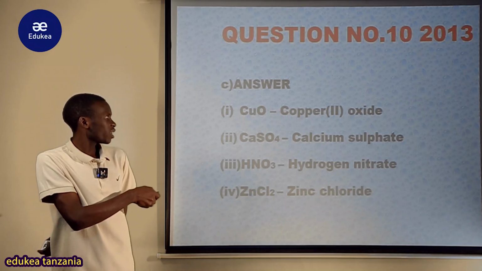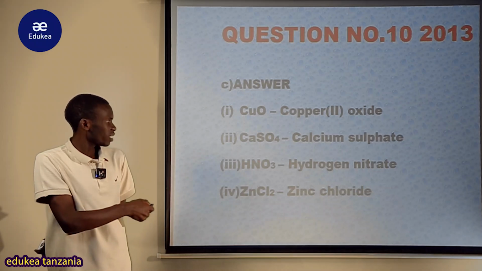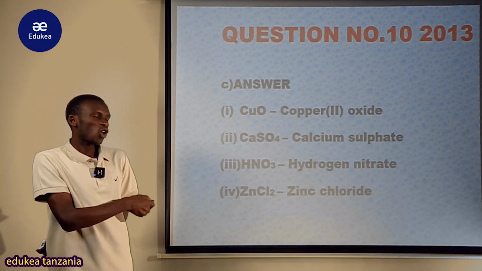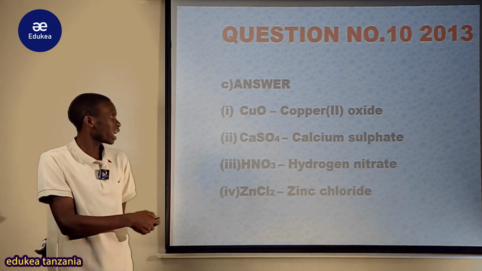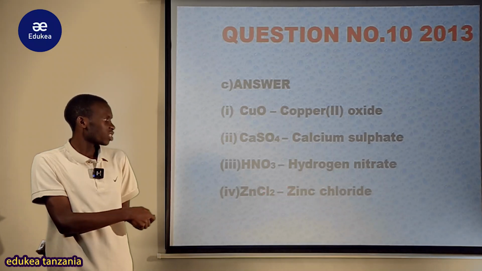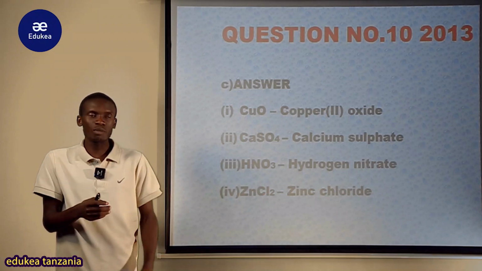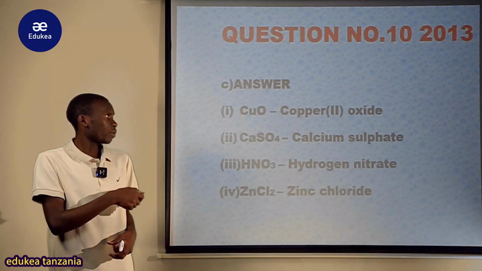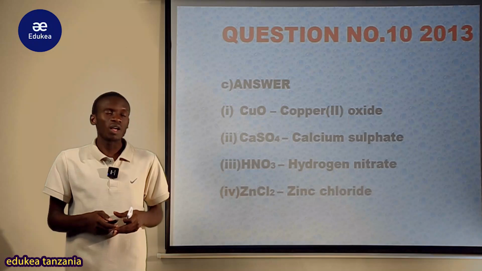So this is copper 2 oxide. And this is calcium sulfate. This is calcium sulfate and this is hydrogen nitrate. Common name ni nitric acid. Usiandike nitric acid kwa sababu IUPAC name lazima uandike hydrogen nitrate. And the last one, this is zinc and this is chloride. So it's zinc chloride. This is the name of the compounds. So inatakiwa mwanafunzi uandike name kama hivyo ilivyo hapo.